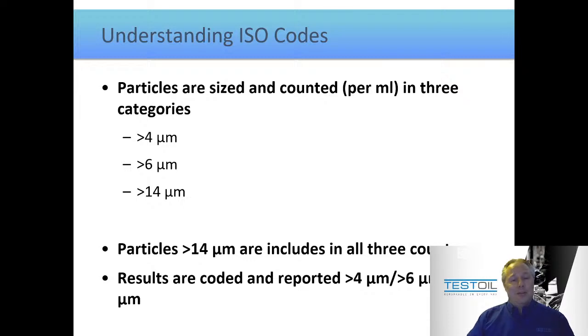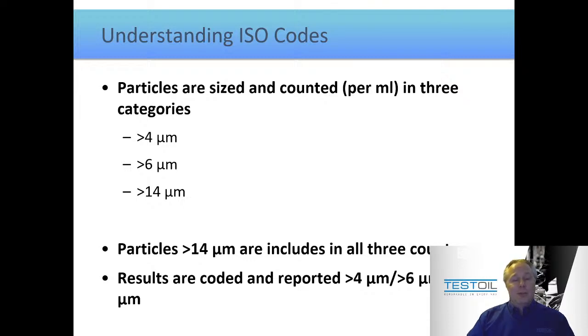And when the particles are counted in this volume of fluid, they are reported in at least 3 categories. The 3 categories that we need to know about are the greater than 4, greater than 6, and greater than 14 micron categories. There are other larger particle sizes reported, but these 3 go into the ISO coding system. So what I want you to notice is that every one of those was greater than, meaning that any particle greater than 14 microns is also a particle that will be counted as being greater than 6 microns, and all of those particles will of course also be counted as being greater than 4 microns.